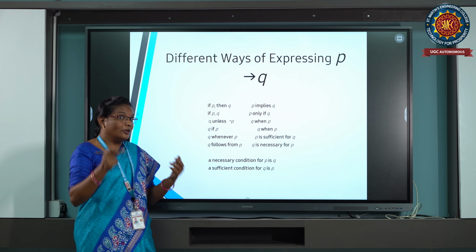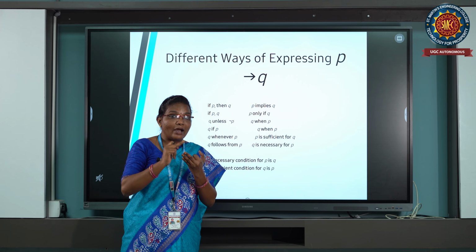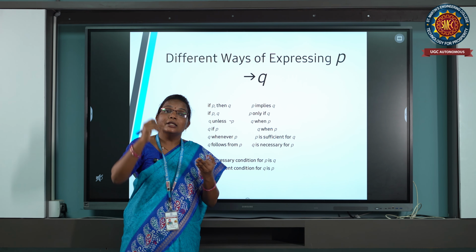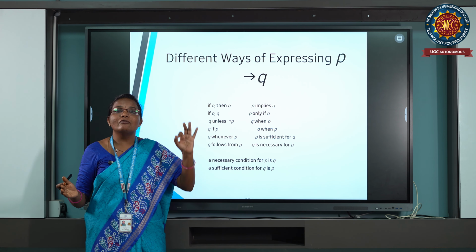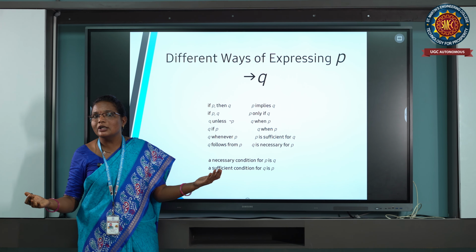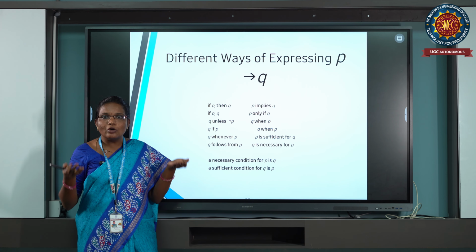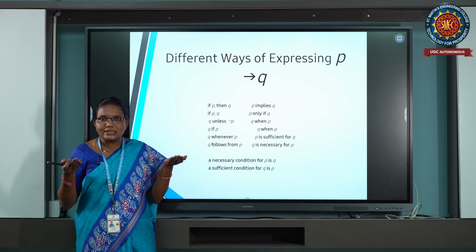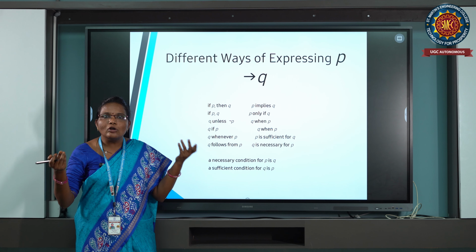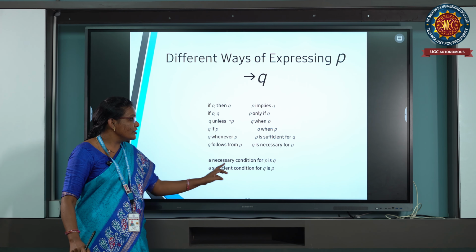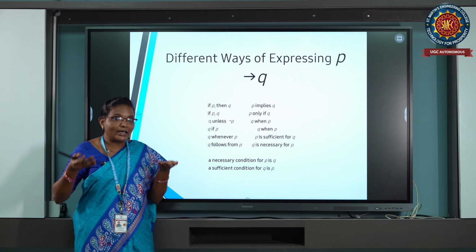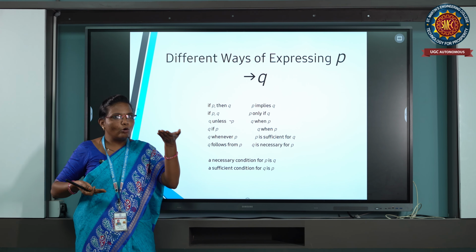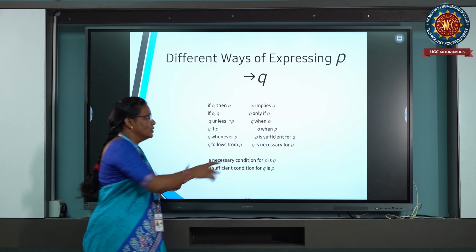What is that? If the necessary condition is available for P, then only can we solve for Q. If the condition is not available for P, we cannot go for Q. We cannot solve because we have to know the necessary condition, then only can we go for Q. A sufficient condition for Q is P. Means if we have one condition for Q, then only we can solve for Q.